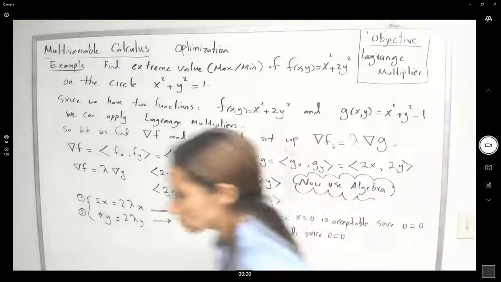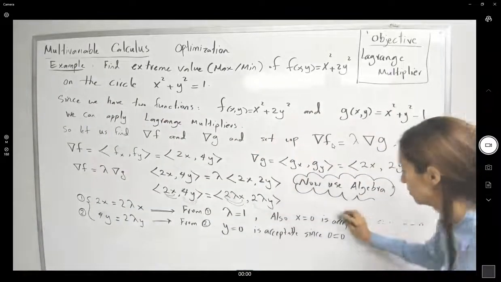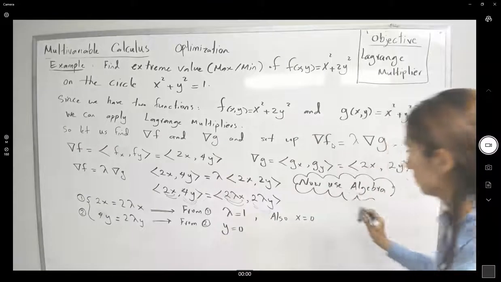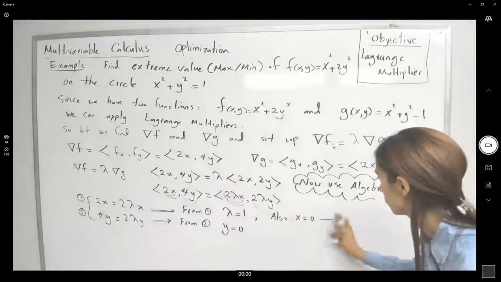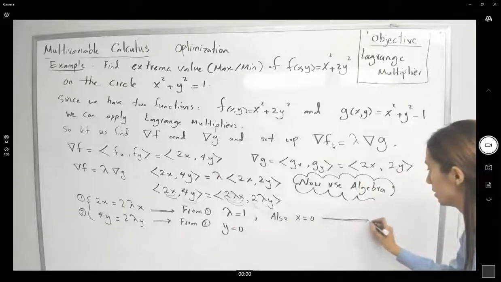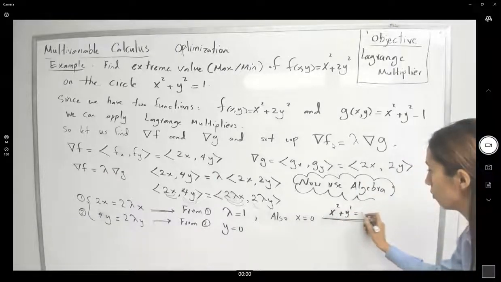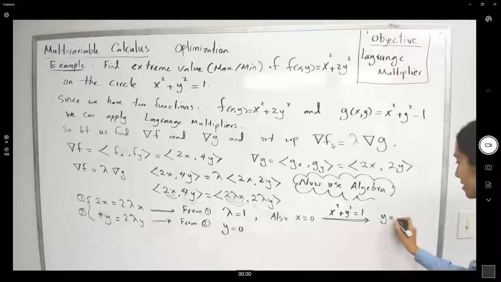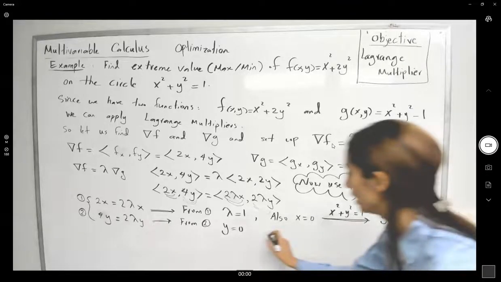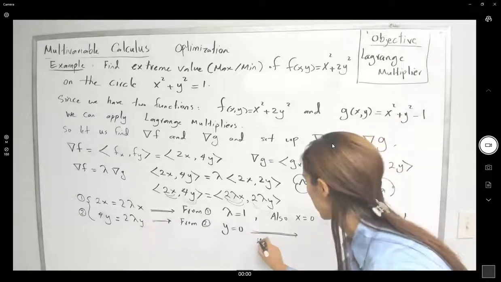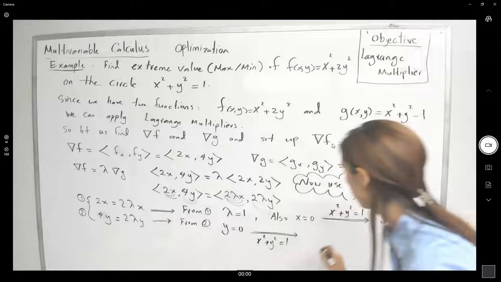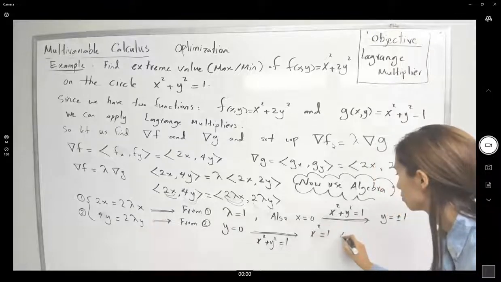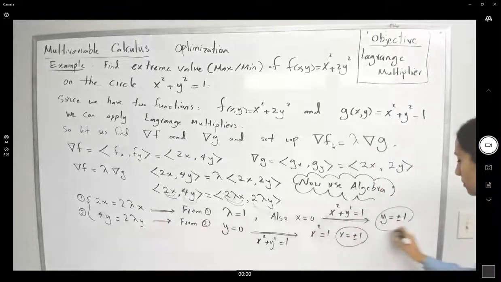So let's erase this one, and now from x squared plus y squared equals 1: if x is equal to 0, I get y squared equals 1, or y is plus minus 1. If I plug in y equal to 0 into x squared plus y squared equals 1, then y squared is 0, so we get x squared equals 1, x is plus minus 1.